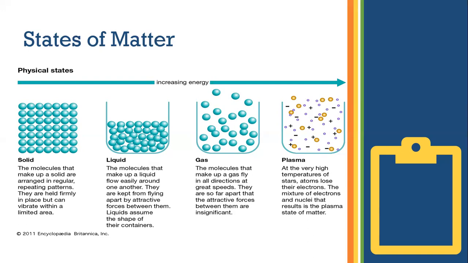Now liquids, do you know any examples of liquids? Yes, I bet you just said water, because that's the first one that usually comes to our mind, but we have other liquids, all right? Mercury is a liquid, and that's a very unique liquid, and you're going to know why in our next video. Now, the molecules that make up a liquid flow easily around one another. They are kept from flying apart by attractive forces between them. Liquids assume the shape of their containers.